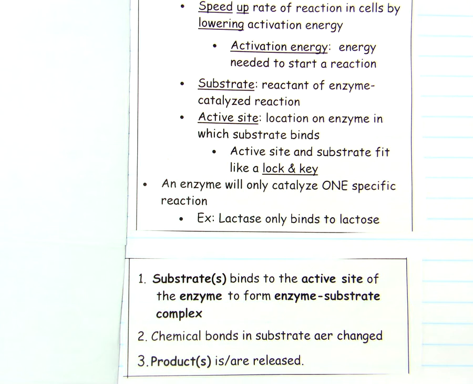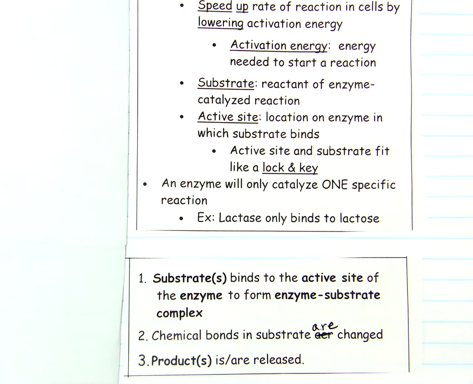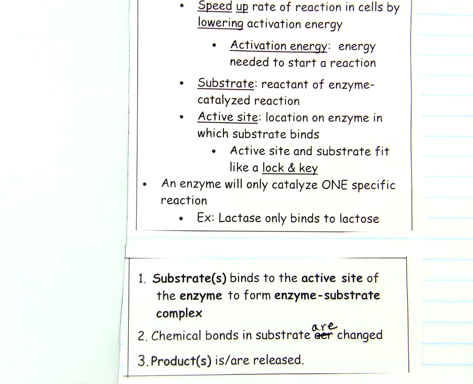Oh, hey, look, there's a typo. So the substrates bind to the active site of the enzyme to form the enzyme-substrate complex. The chemical bonds in the substrate are changed. And then the products are released. In the example that was on the front, we broke something apart to make two products. Sometimes it's two things entering to build one new thing. It can vary.